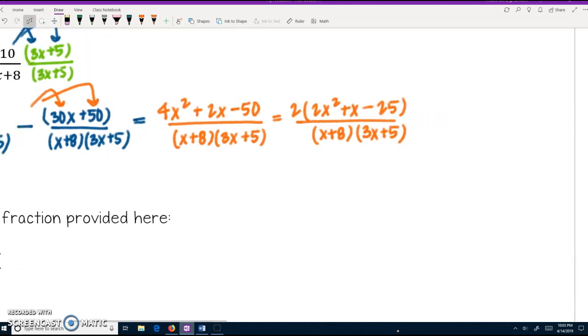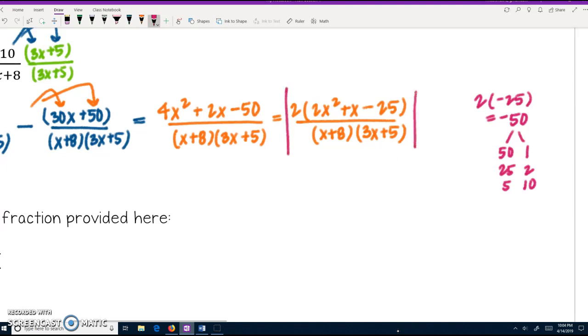Now I have that quadratic up top, so I would want to check and see if there's anything that can be involved to factor. So I would want to check my a times c, so in this case 2 times negative 25, which is going to give me negative 50. But then when I think of factors of 50, I've got 50 and 1, I have 25 and 2, and then I have 5 and 10. And it doesn't look like any of those values are going to add together to make a positive 1. So that one is not going to factor, which means that at this point I'm at my most simplified possible form.